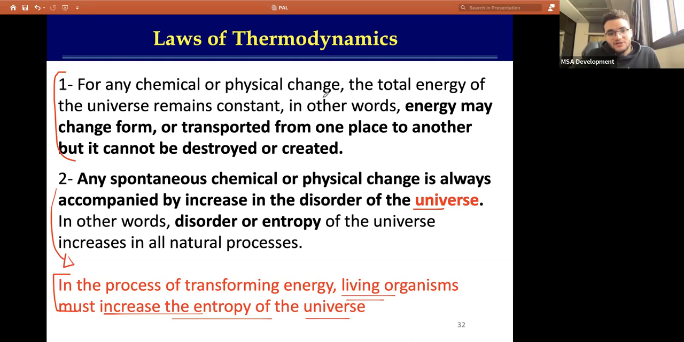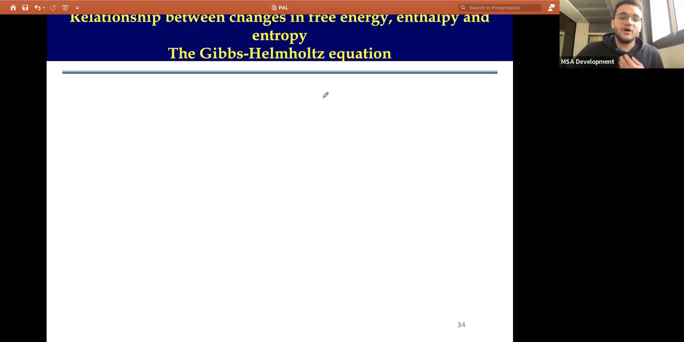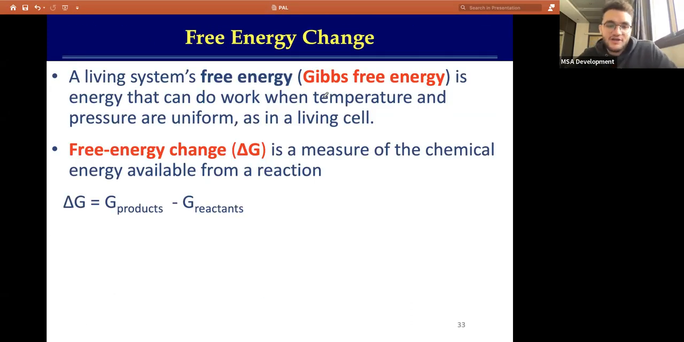So we have what we call the free energy change, or the free energy, or Gibbs free energy. The free energy is the energy that is being used, or the energy that we need for a reaction to occur.